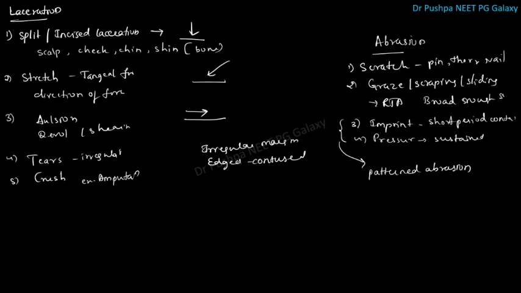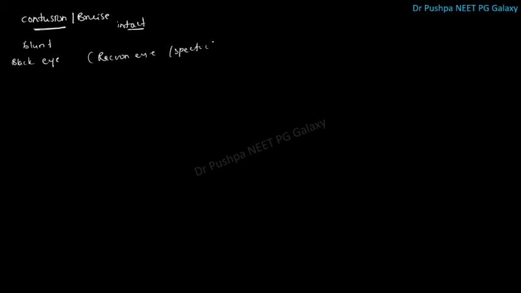There is one more terminology called contusion or bruise. Contusion or bruising. So in this, the layer of skin will be intact. It is also caused by blunt weapon. So example is black eye, which is also called as raccoon eye or spectacle hematoma or panda eye.